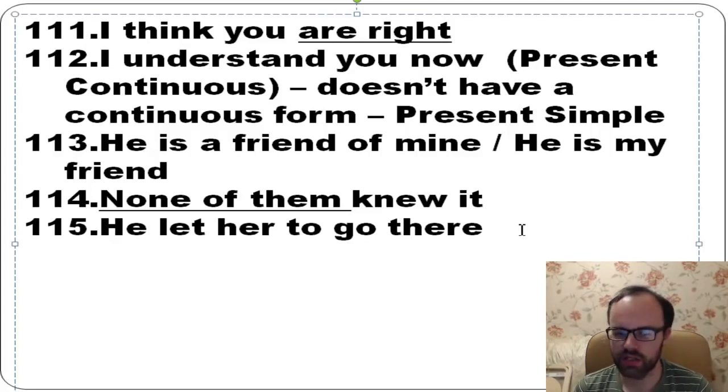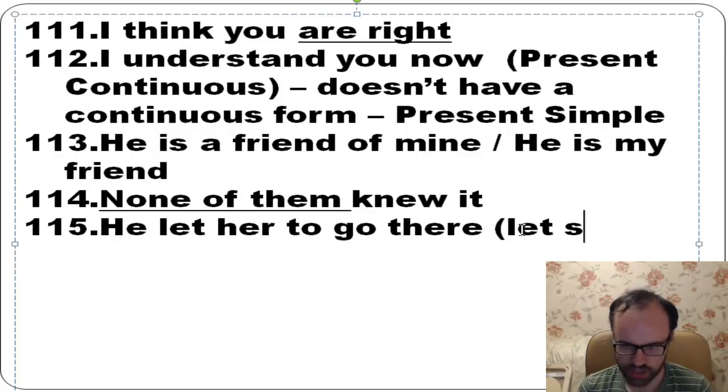He let her go there. So he told her, okay, you can go there. Do you know the structure?